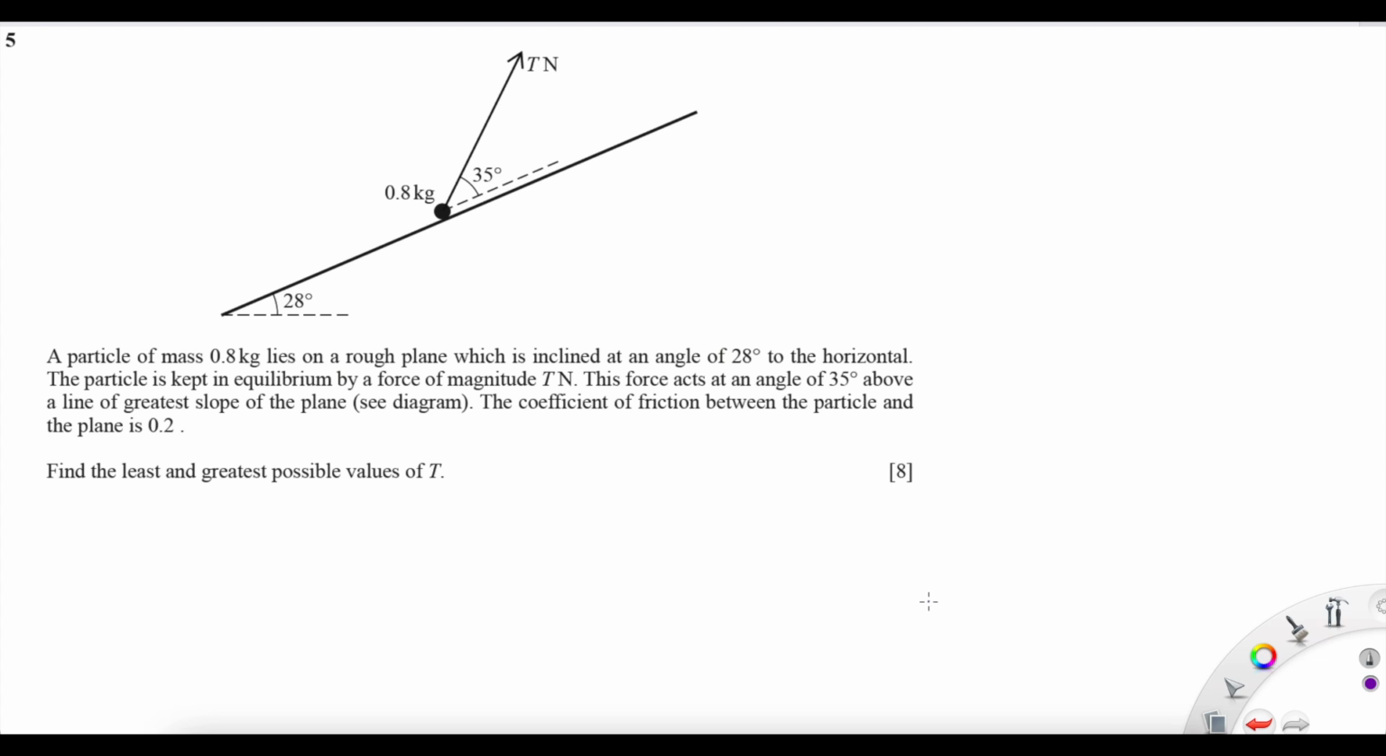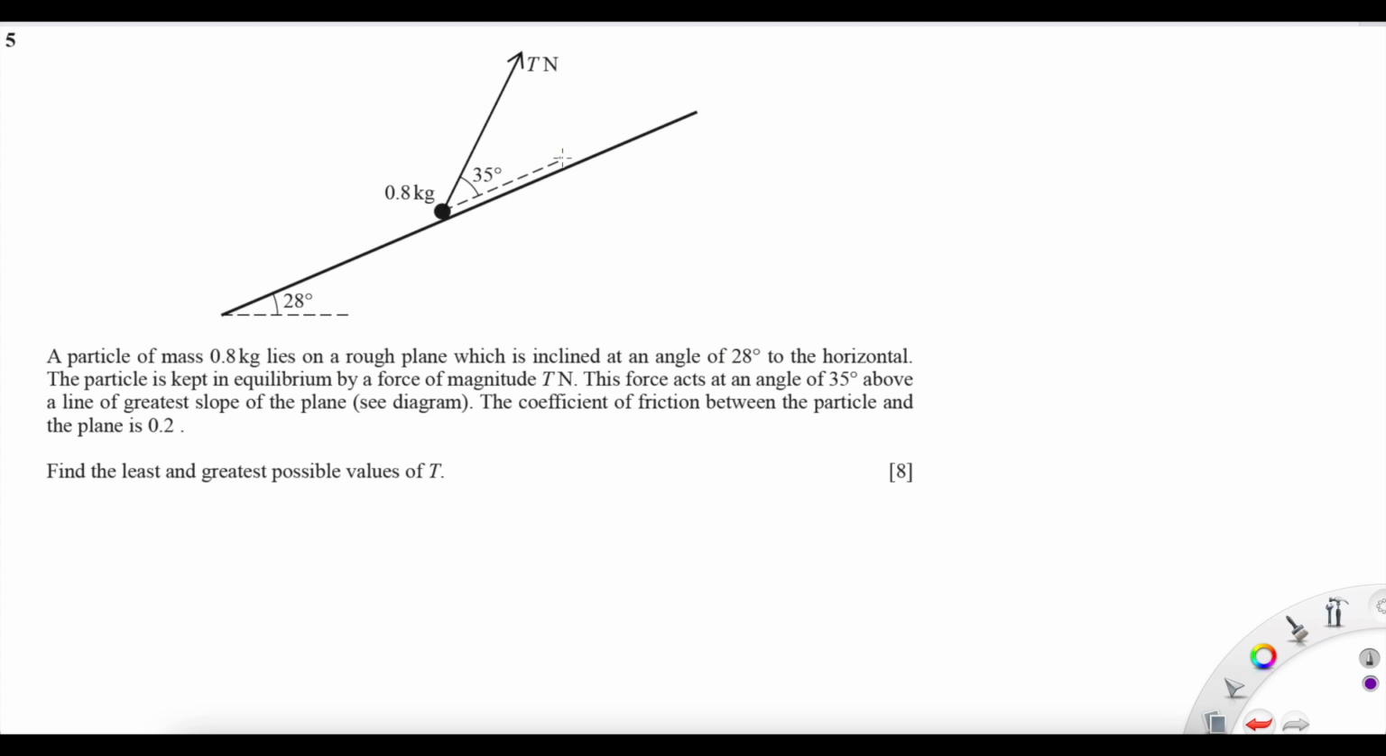A particle of mass 0.8 kg lies on a rough plane which is inclined at an angle of 28 degrees to the horizontal. The particle is kept in equilibrium by a force of magnitude T newtons. This force acts at an angle of 35 degrees above a line of greatest slope of the plane, see diagram. The coefficient of friction between the particle and the plane is 0.2. Find the least and greatest possible values of T.